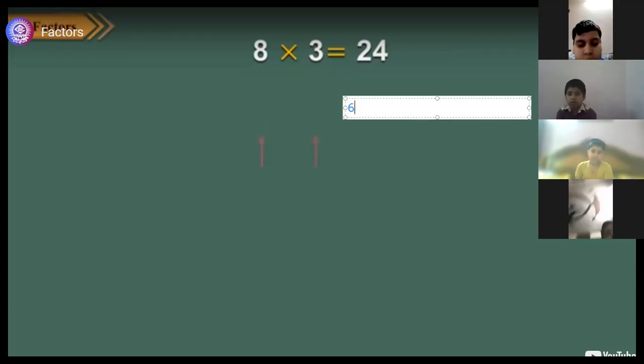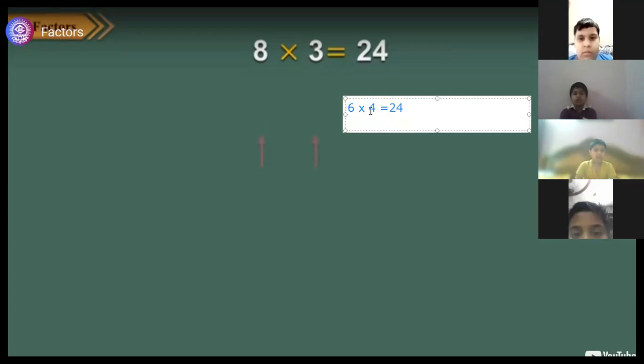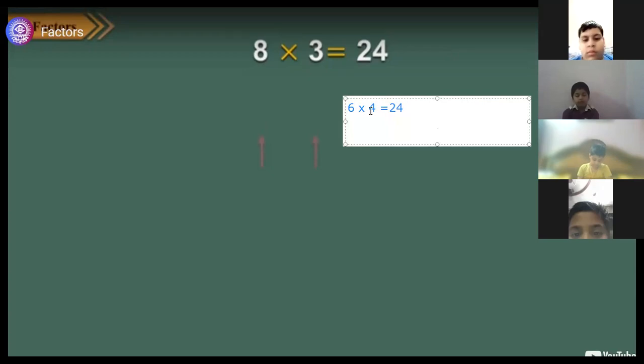The next one is 6 multiply by 4. The answer will be 24. Okay. 24. Yes, very good. Another example, can you give me here? Yes. 24 1s are 24. Exactly. Wow. Do clapping for yourself. Very good.